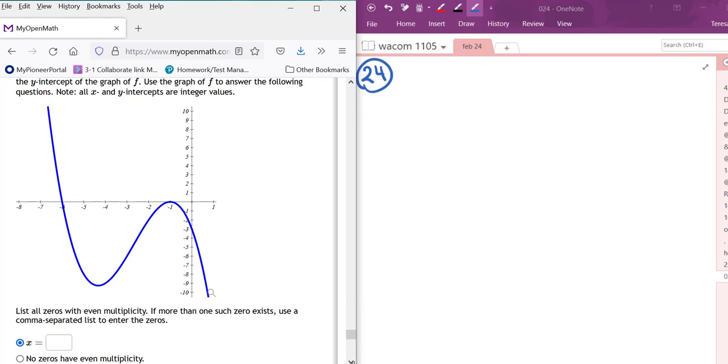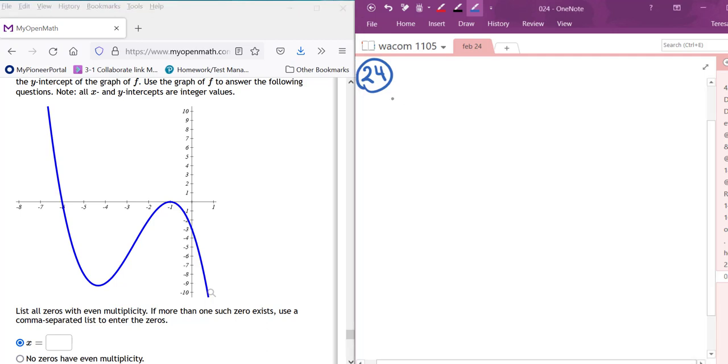All right, so looking at the graph, we want to pick the zeros with even multiplicity. Okay, so you have to watch. I mean, you can just look at your zeros. You have 2 zeros. You have -6 and you have -1. But they want you to answer the one with even multiplicity. That's the one that touches and turns. So zeros with even multiplicity is -1.